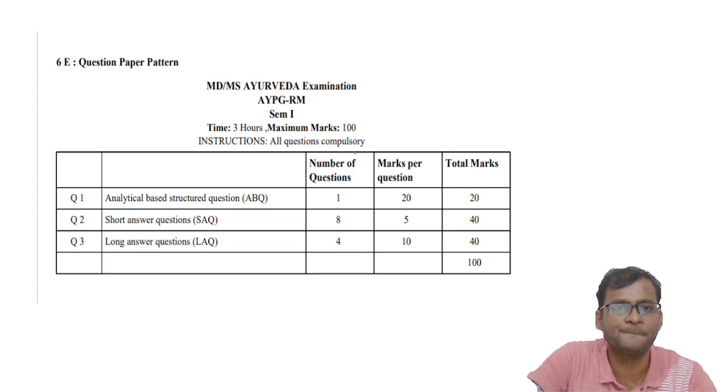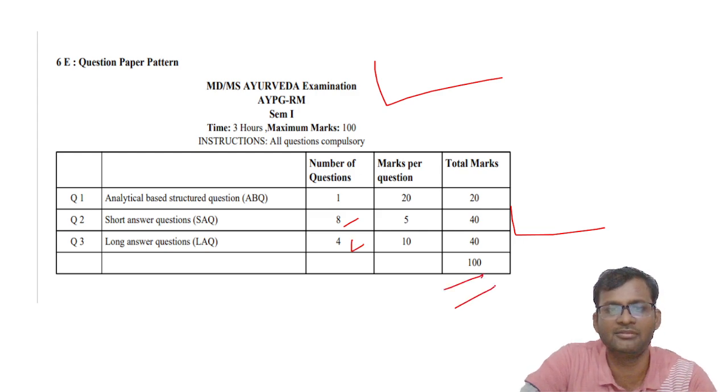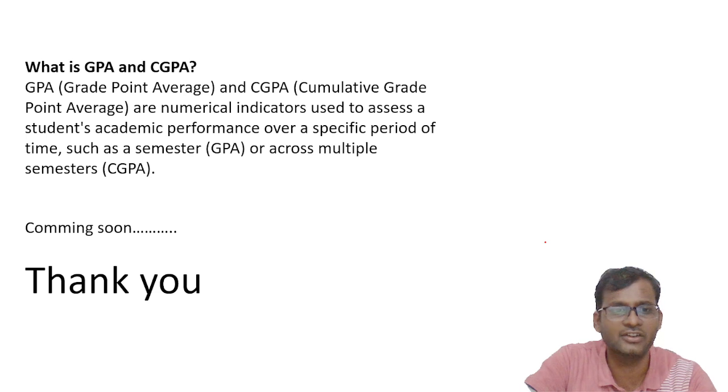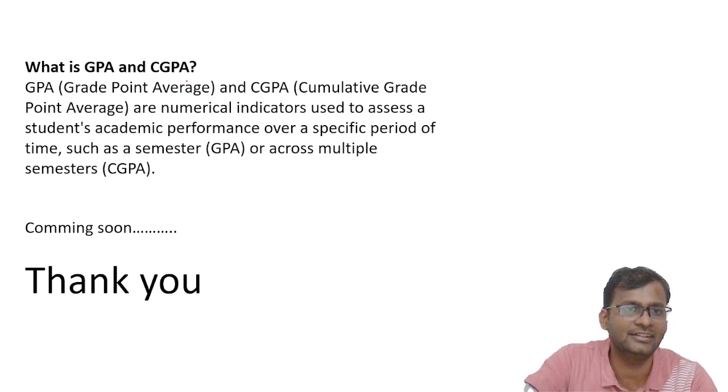Then this is the final exam question paper pattern for 100 marks: the number of questions, analytical based questions, how many questions will come, short answers 8 questions will come, long answers 4 questions will come. So this is the 100 mark final question paper in sem 1. In which unit how many questions should come and which type of question should come, they have given in detail. Then another concept called GPA and CGPA.